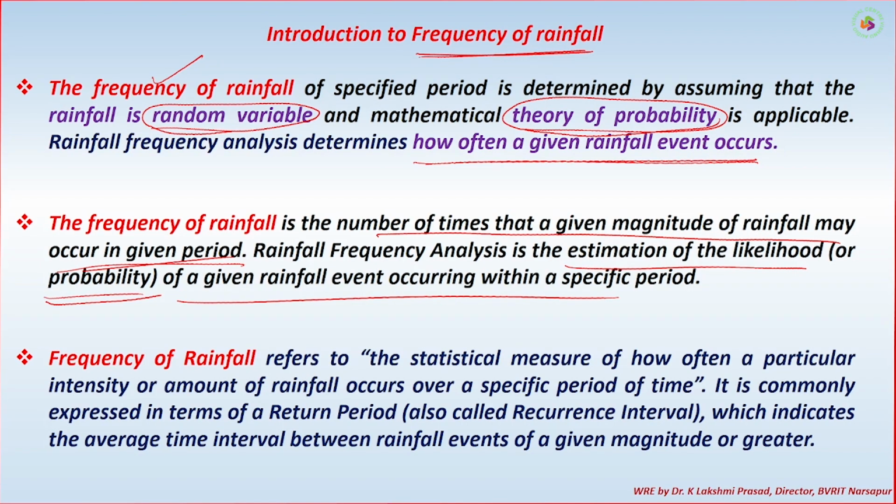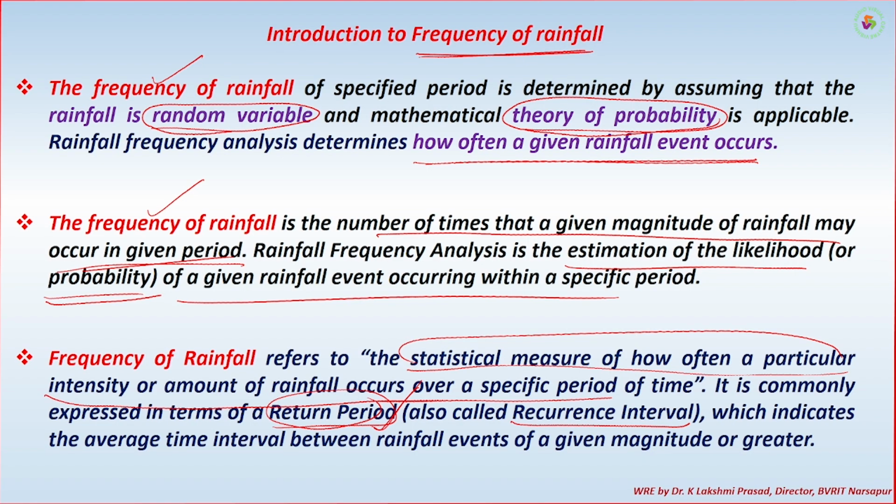Then what is the next term that we require? When we know the frequency of rainfall is nothing but the probability of rainfall, actually it is a statistical measure of how often a particular intensity or amount of rainfall occurs over a specified time, repeating again and again. And mostly this frequency or probability is represented by return period. This is what we should know. Always the frequency or the probability of rainfall is represented in terms of return period, which is also called recurrence interval.